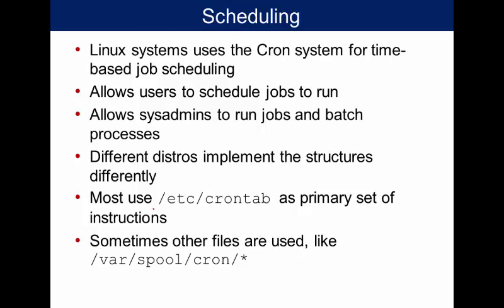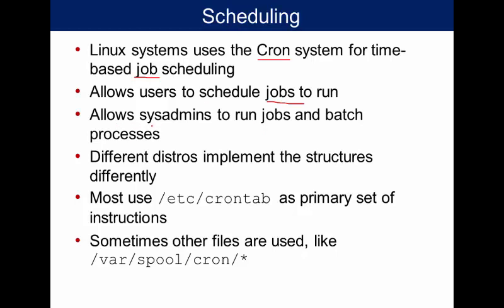Linux systems use cron. This is a scheduling system. Cron is a system for time-based job scheduling. It allows users to schedule jobs to run. Job? What do you mean by job? Process. Correct. Some program that you execute. That's a job.